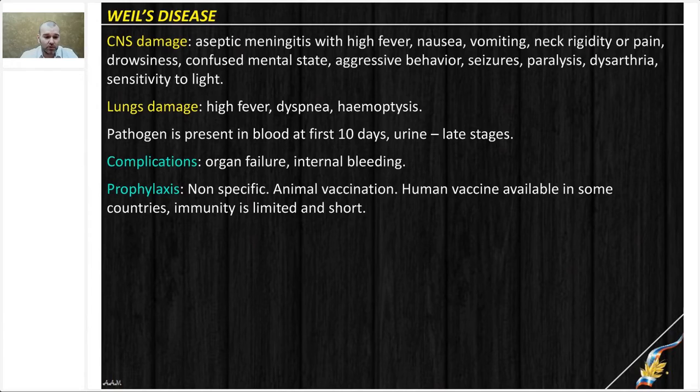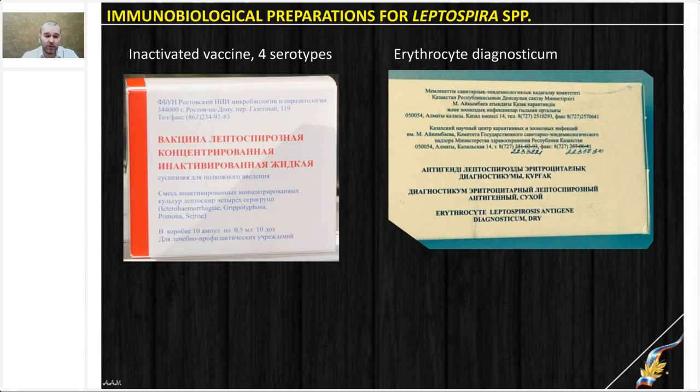So in some countries, including Russia, we do have human vaccines, but usually amount of that vaccine is very limited and immunity after vaccination is short. So vaccination is indicated for laboratory workers who deal with that bacteria continuously and for some professions in endemic areas, but vaccination should be done several times continuously until a contact is identified.